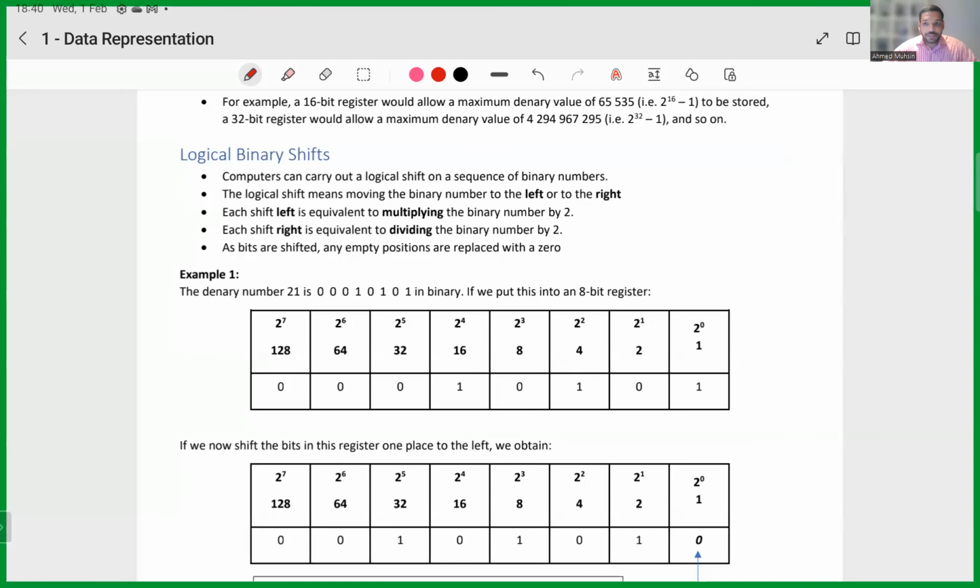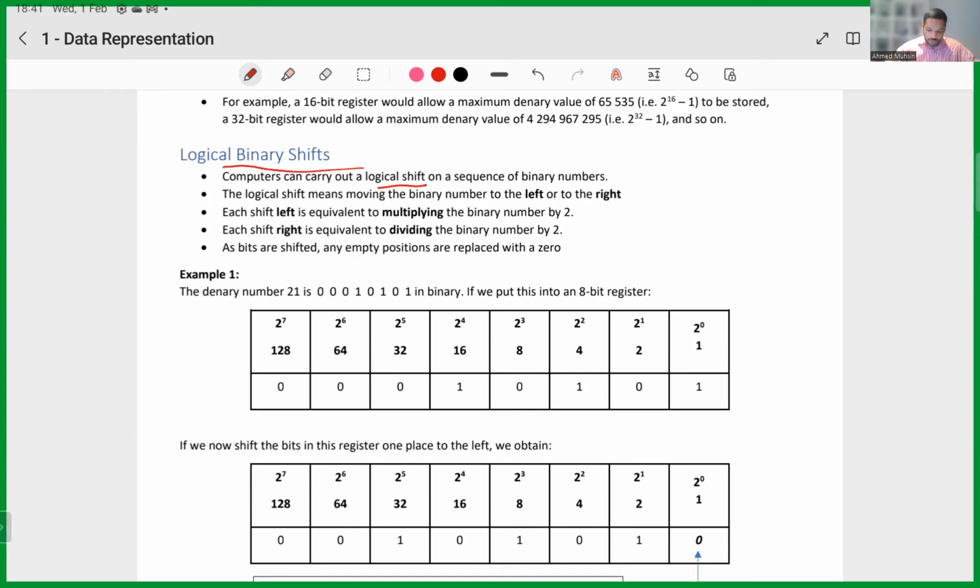Okay, so now we move on to the next part, where we talk about something called logical binary shifts. This is where we will be shifting binary numbers by a certain number of steps. If you go through the first point, it says computers can carry out logical shifts on a sequence of binary numbers. The computer can move those numbers according to a certain number of steps. I'll explain that to you.